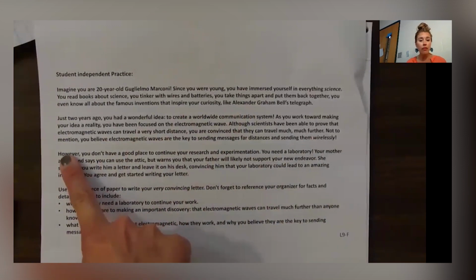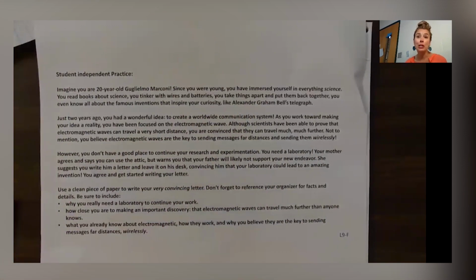However, you don't have a good place to continue your research and experimentation. You need a laboratory. Your mother agrees and says you can use the attic, but warns you that your father will not likely support your new endeavor. She suggests you write him a letter and leave it on his desk, convincing him that your lab could lead to an amazing invention. You agree and get started on writing the letter.